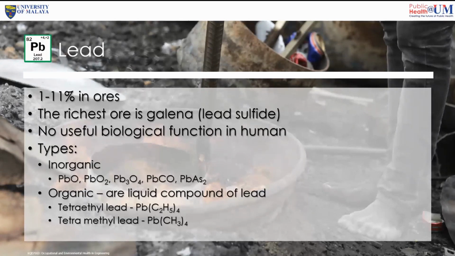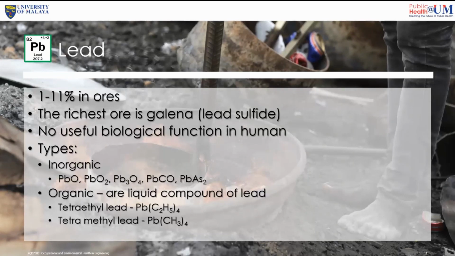Lead can come as elemental lead, but that is not really common. So most of the time it is either inorganic or organic lead. Inorganic lead is basically the oxide, dioxide, trioxide, or lead combined with other metals like arsenic. And the second one is organic lead.